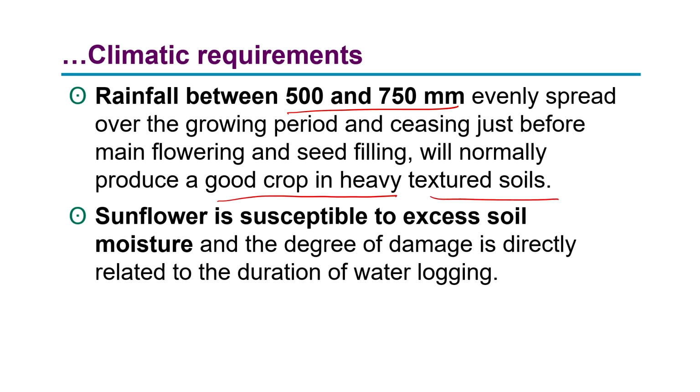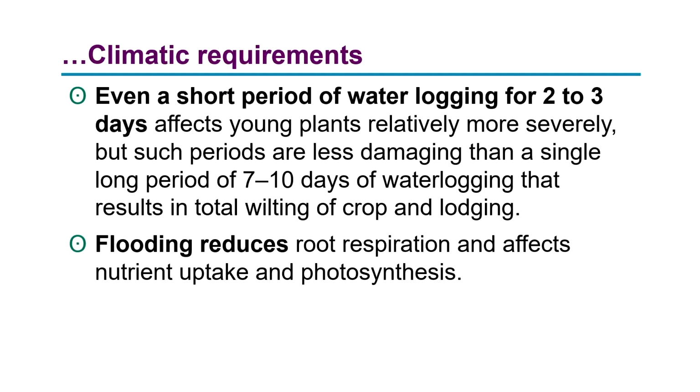Sunflower is susceptible to excess soil moisture, and the degree of damage is directly related to the duration of the waterlogging. So we should not allow waterlogging in any case in this crop. Even a short period of waterlogging, say 2 to 3 days, affects the young plants relatively more severely, but such periods are less damaging than a single long period of 7 to 10 days of waterlogging that results in total wilting of the crop and lodging.